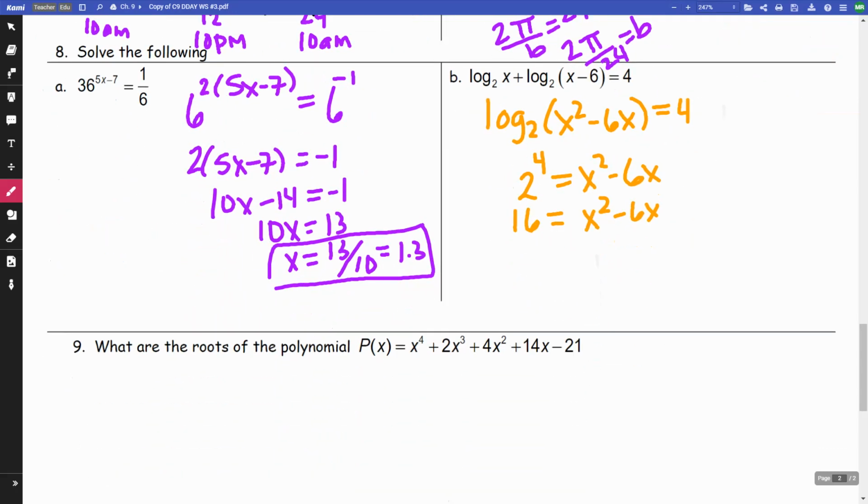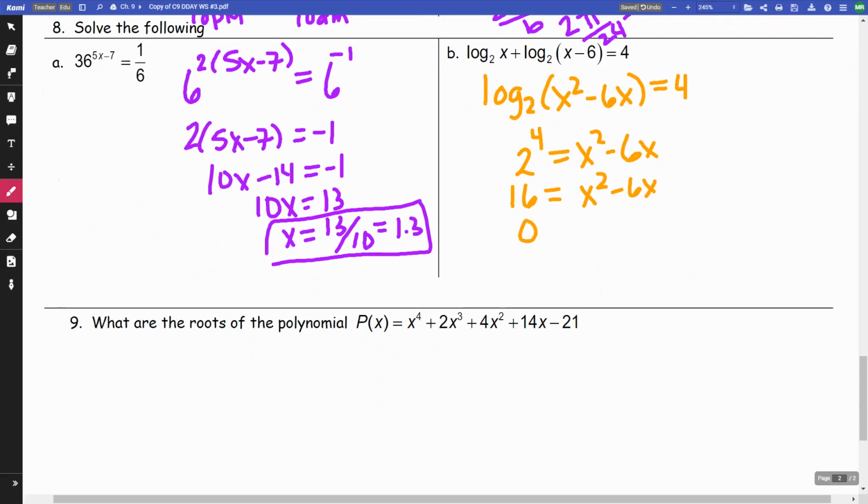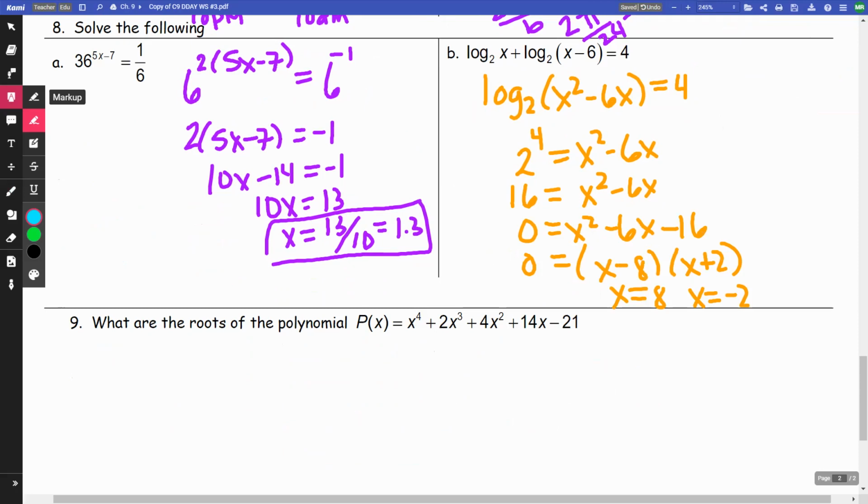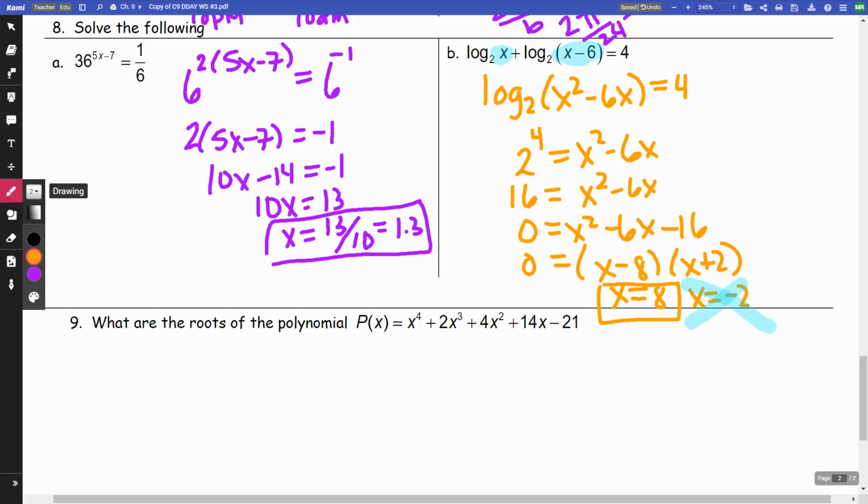So when I do this, I'm going to get 0 is equal to x squared minus 6x minus 16. And I can factor, so this is going to be x minus 8, x plus 2. So x equals 8, x equals -2. Now, we always need to check our answers with our logs to make sure that when we put it into the original problem, we're not taking log of 0 or a negative. And the one that's not going to work is x equal -2. So my answer is x equal 8.